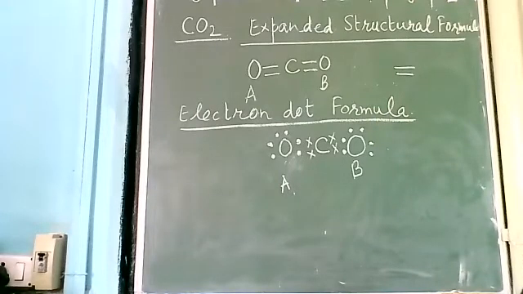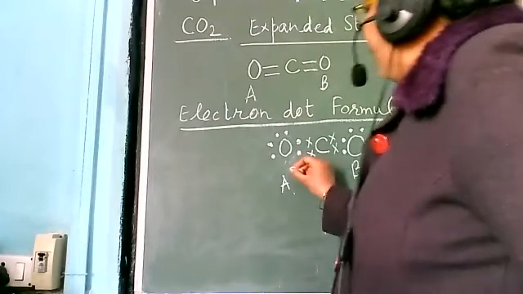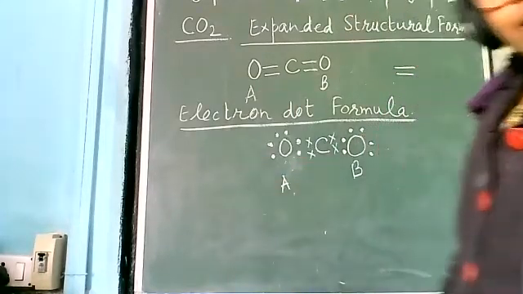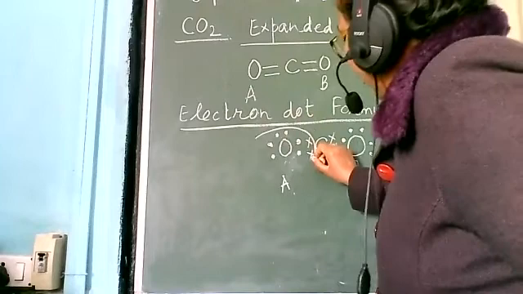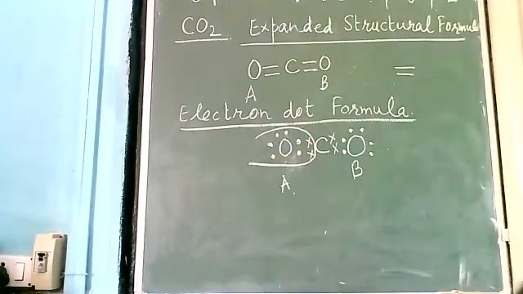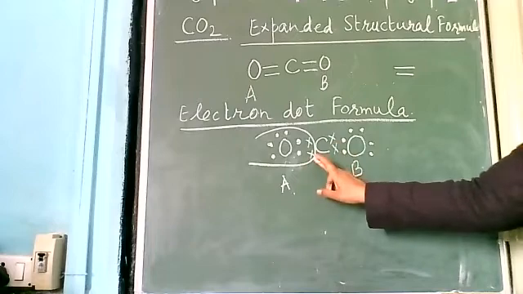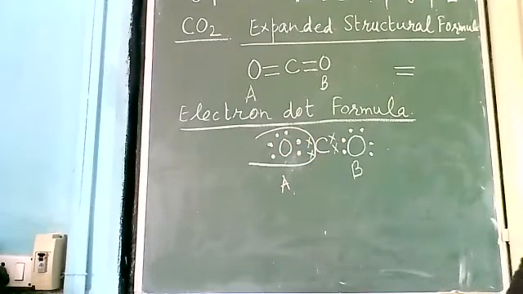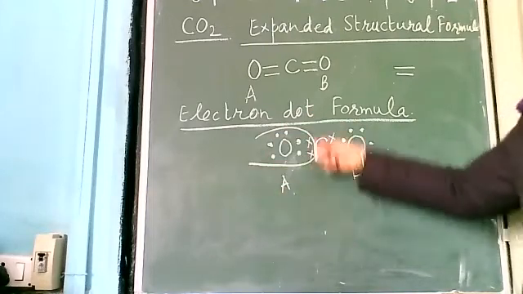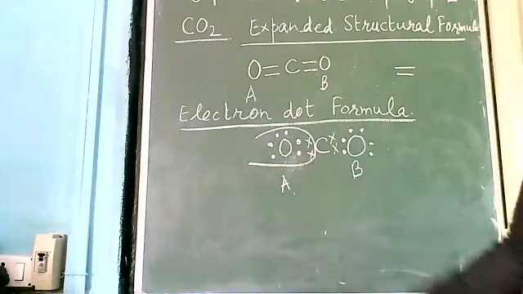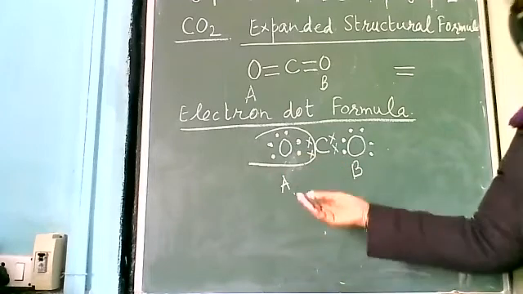Now how many valence electrons are there in oxygen's outermost shell? 8. How? Oxygen has 6 electrons and it will share a pair of electrons from carbon. Carbon's electrons were its own, so I have to represent it like this. Now by sharing the electrons, it has gained 8 electrons in its outermost shell. This is the way of representing the covalent bond.